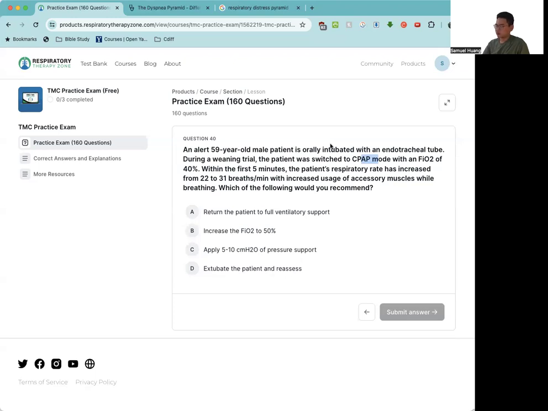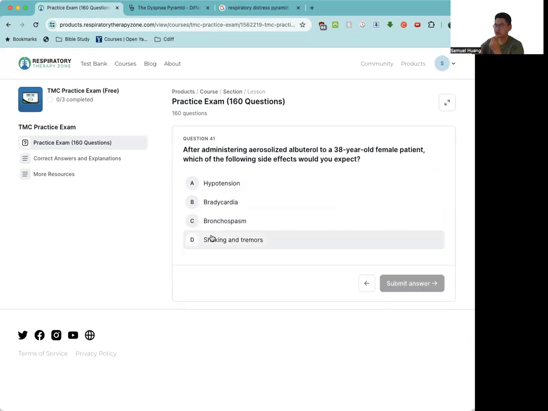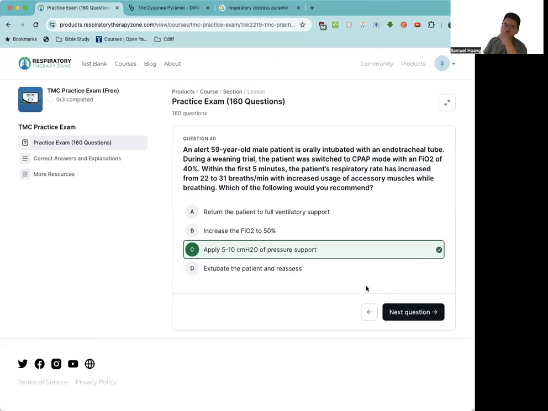So I think what they're saying is you did CPAP with only FiO2, but you really should be adding pressure support, or you just return the patient back to ventilatory support. But you first have to really try to give some pressure support before you stop the trial. 5 to 10 is good. Going back to that question, you calculate how much pressure you need to overcome the resistance of the endotracheal tube. The resistance is Poiseuille's law: the viscosity coefficient times the length divided by the radius to the fourth power.